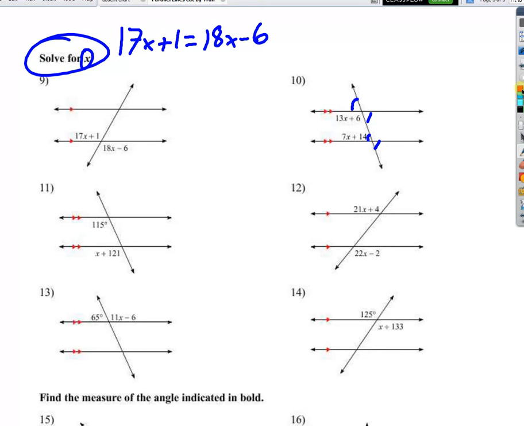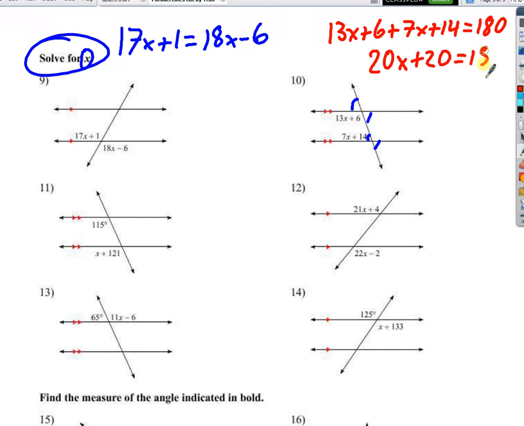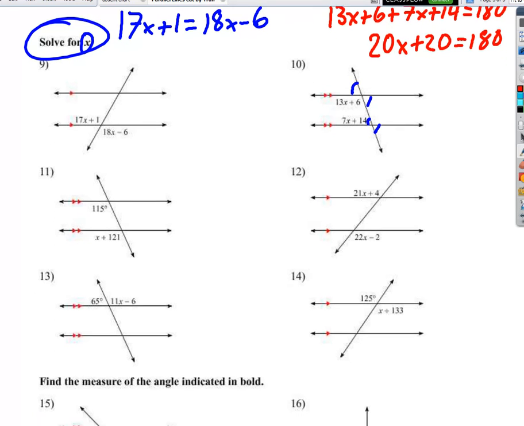So how do I do that? That's going to be 13x plus 6, just the equation it gave me, plus 7x plus 14 equals 180 because they're supplementary. Then you're going to combine like terms, right? 13x plus 7x gives you 20x, and then 6 plus 14 gives you 20, equals 180, and you will once again solve for x. You're going to do this throughout the whole thing.